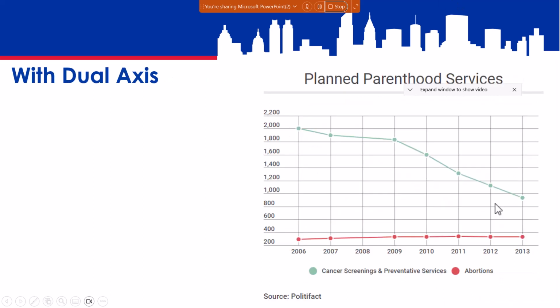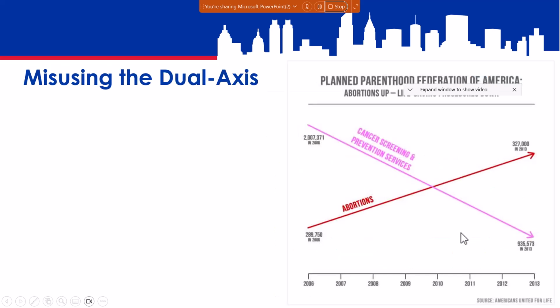So let's look at the correct one. Okay, so you have the y-axis. The cancer screenings are down. That is dramatic. But look at the number of abortions. They are up, but not as up as this makes you think, right?